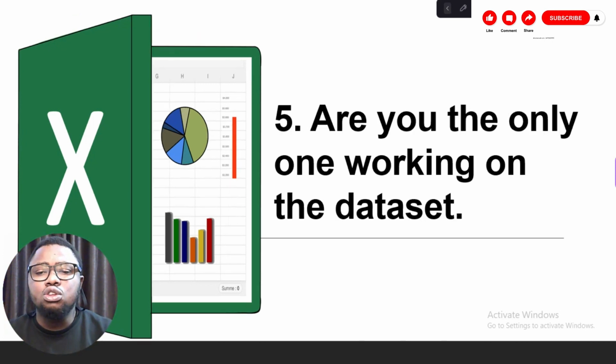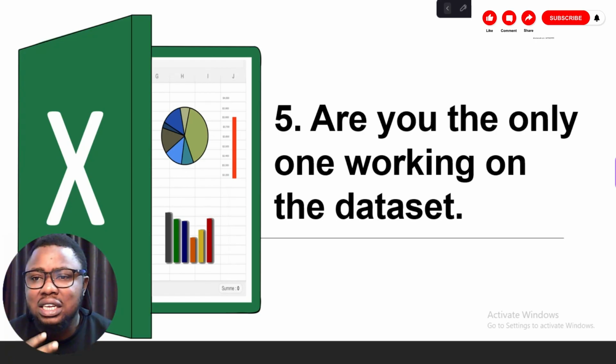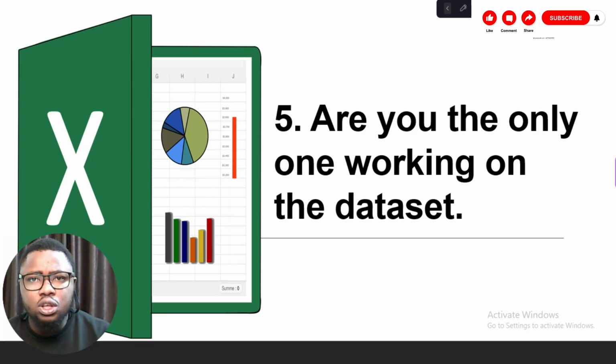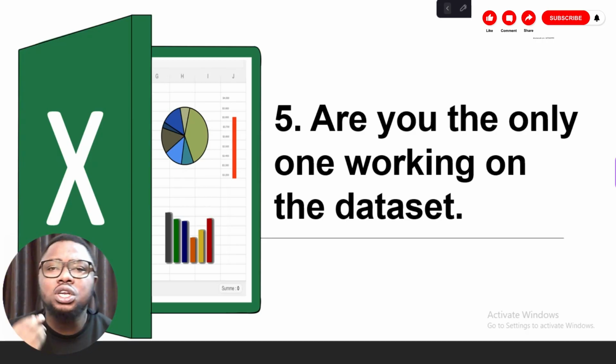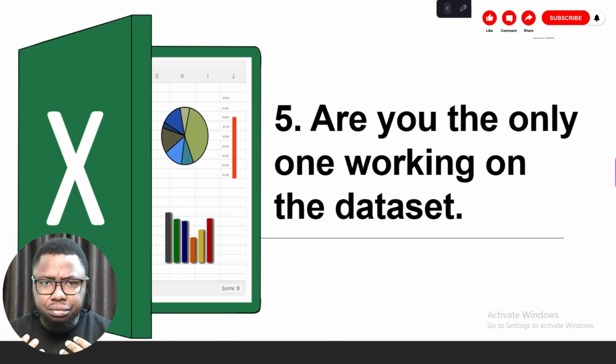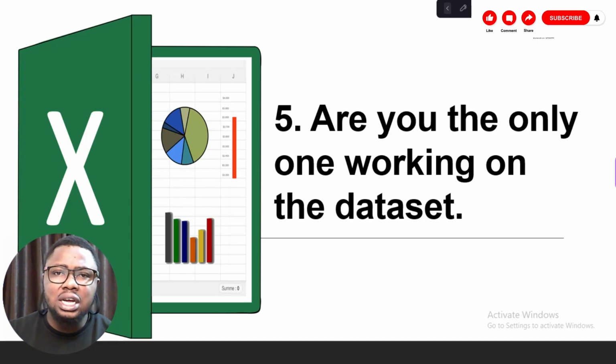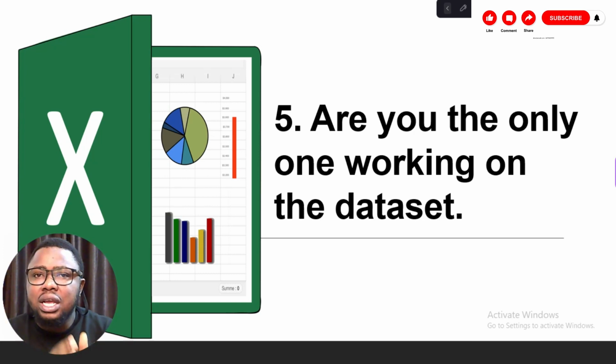Number 5, are you the only one working on the data? Maybe you're working with a company and the data was given to you, but you need to understand who is working on this data. If you are the only one working on this data, that means you have a lot of privileges to do a lot of things on your own. But if you are not the only one working on the data, then you must always consult the people that are working with you on that same data set to know the levels that they are playing on, right?